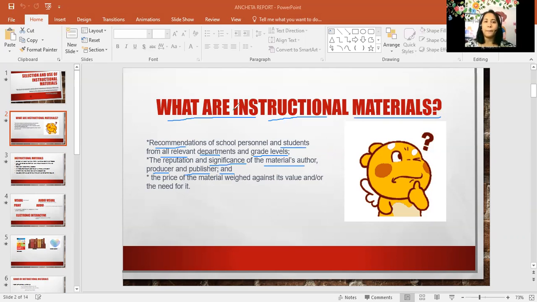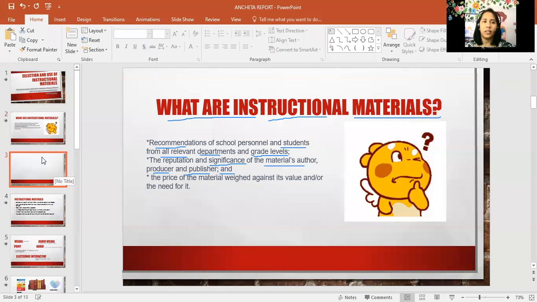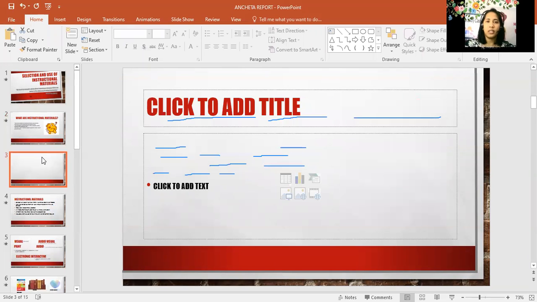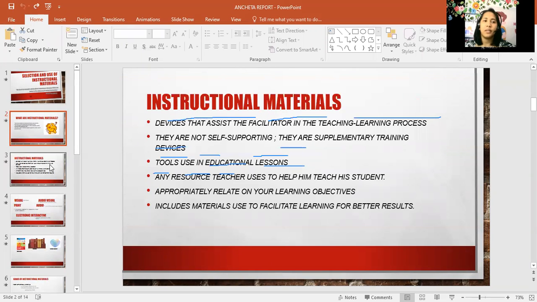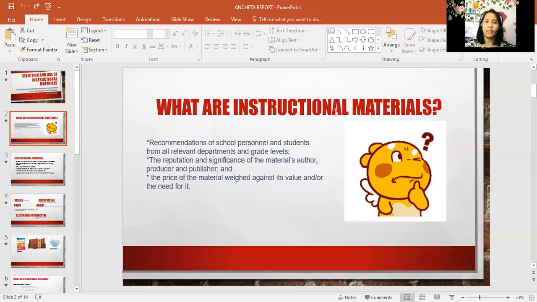So on that, we'll go to the next slide. It's the definition and some, okay, next slide. Okay, sorry. Okay, so this is the next slide.